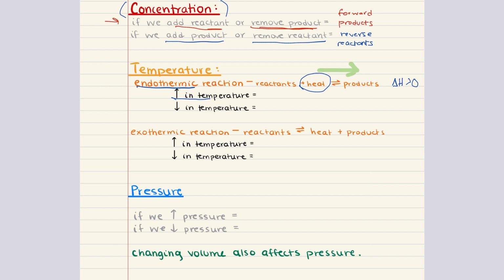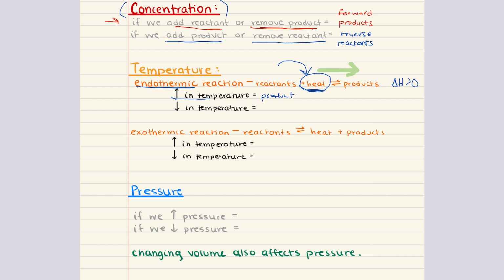Let me repeat this. For an endothermic reaction, heat is a reactant. If you increase temperature, you're essentially adding in more heat. You're adding in more reactant. What happens when you add more reactant? The reaction shifts in the forward direction, favoring the formation of product. So for this, we favor the production of product.